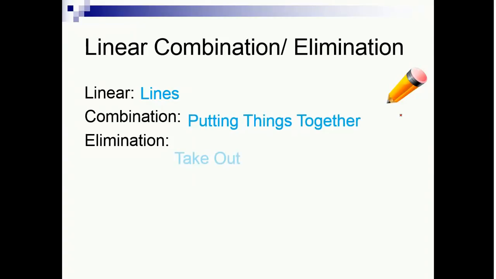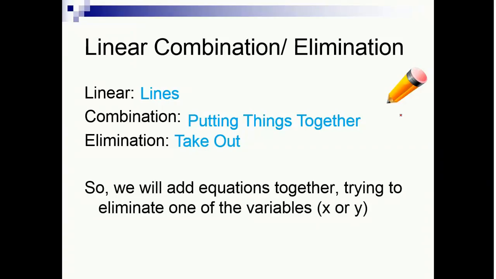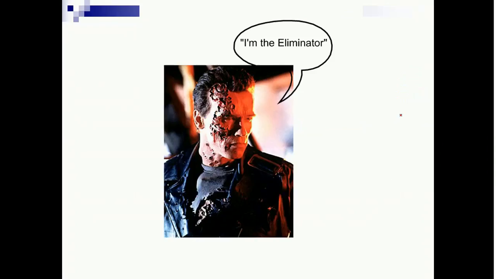So what does this mean? Well, linear combination or elimination. Linear means lines, and combination means putting things together. And when you're eliminating, you're taking things out. So basically what we're going to do is add equations together, trying to eliminate either the x or the y. So that's going to be our job while we're working on this. Kind of like the Eliminator, Arnold Schwarzenegger.